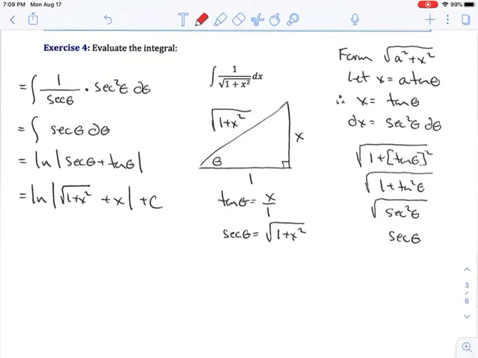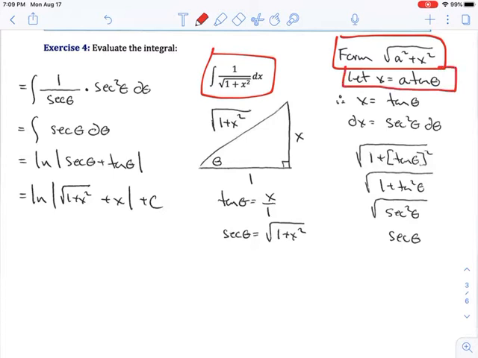So here's my problem. I notice that my radical is in the form of the square root of a squared plus x squared, where a is equal to 1. So we're going to do the substitution of letting x be equal to a tangent theta, where a is equal to 1. So my substitution is simply x equals tangent theta, and then dx is secant squared theta.